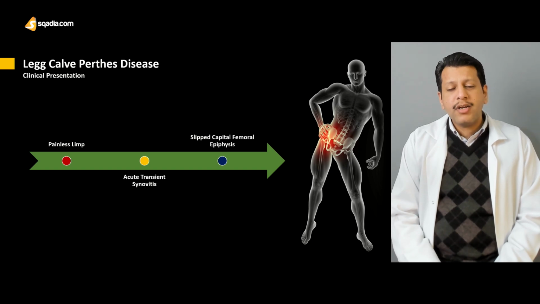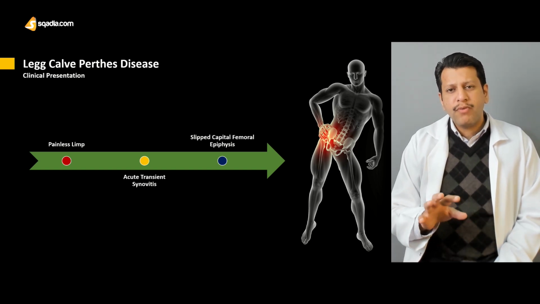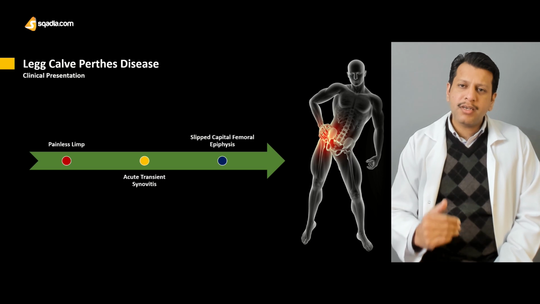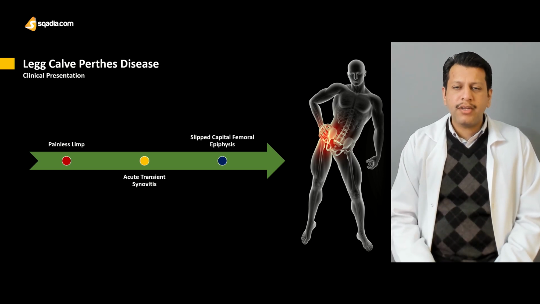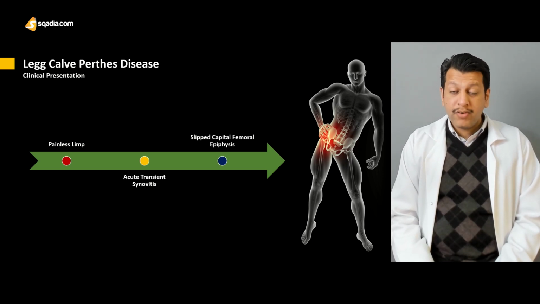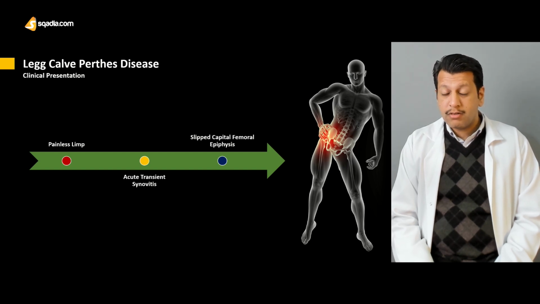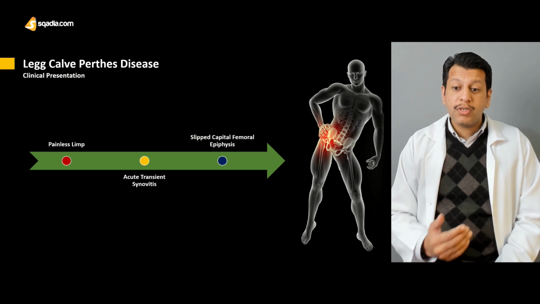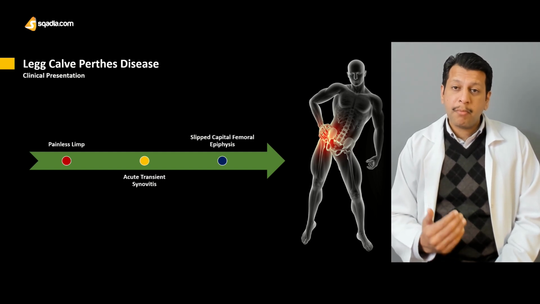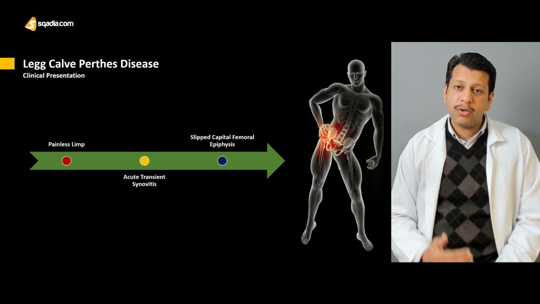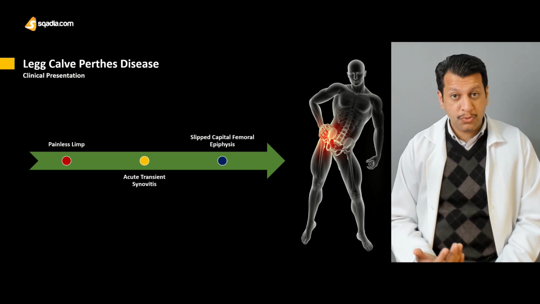Usually the age is from 4 to 8, but that does not mean that it cannot present in a child after 10 years. Now, if a 10, 11, or 12-year-old child presents with a painless limp with raised ESR, then you must also keep slipped capital femoral epiphysis in your diagnosis, or in your differentials as well.